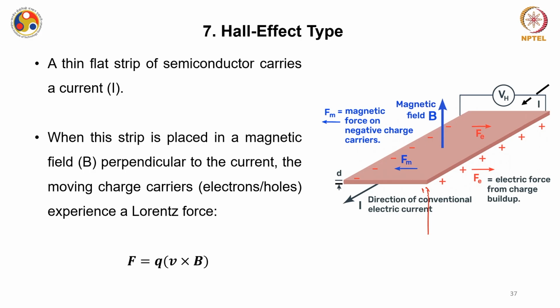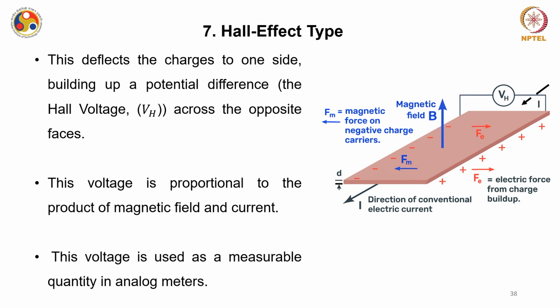When this strip is placed in a magnetic field which is perpendicular to the current, the moving charge carrier, be it an electron or a hole, depending on what kind of semiconductor it is, will experience a Lorentz force given by F equals Q V cross B, right. This force will deflect the charges to one side, building up a potential difference, which is of course the Hall voltage, across the opposite faces.